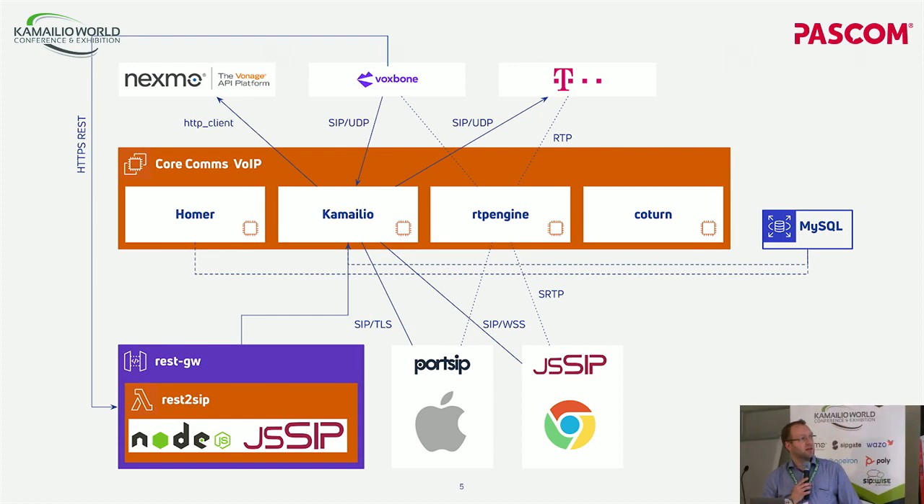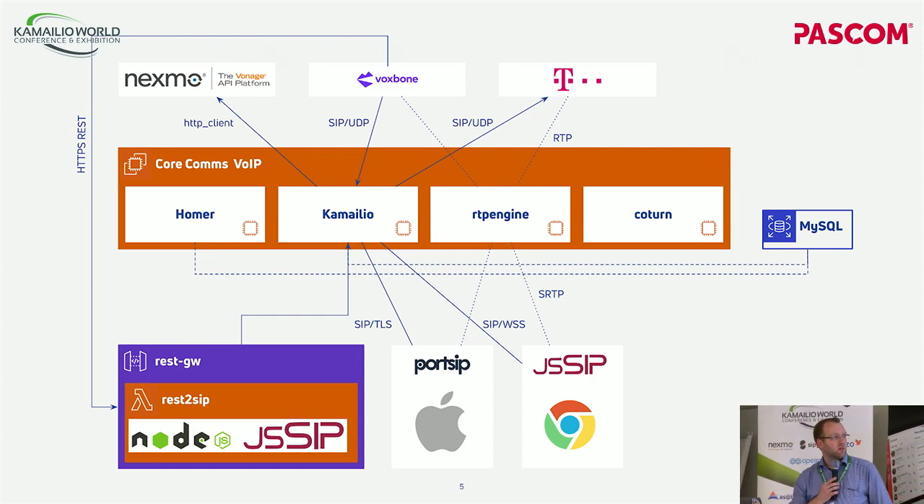So what we've done essentially is we deployed as single machines Kamailio, RTPengine. Together, we had coturn as well for handling NAT, network address traversal, and we used Homer for doing monitoring and mainly troubleshooting.